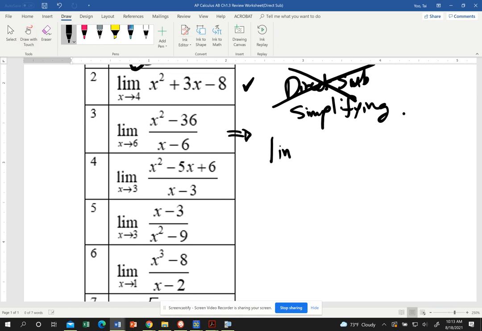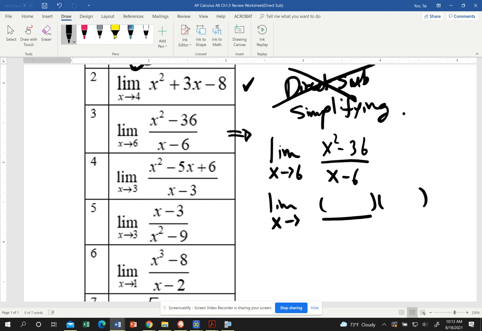All right, so now let me redo this problem again. It doesn't mean that we don't have a limit. We do have a limit. We just need to learn how to simplify this. So during the summertime, we learned how to factor. Is this factorable? Yes. I hope everyone in this class will say yes. How do we factor x squared minus 36?